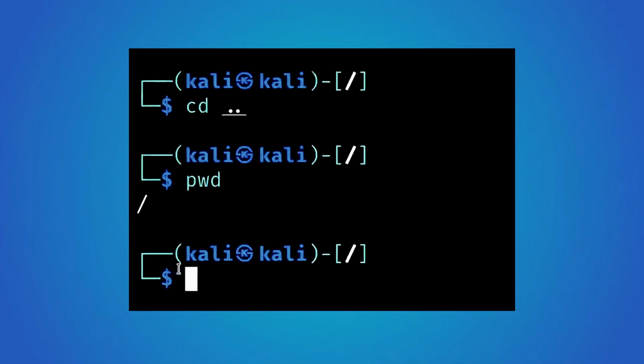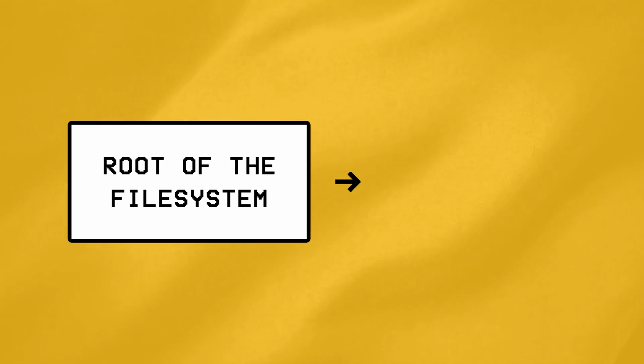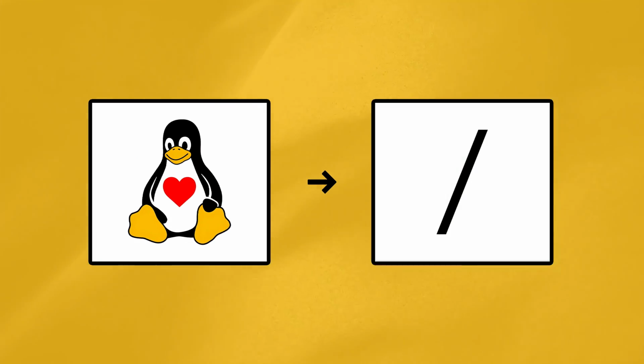So what is this forward slash, and what does it mean? Well, this slash symbolizes the root of the file system, which essentially is the heart of Linux, because everything needed for it to work is stored here.